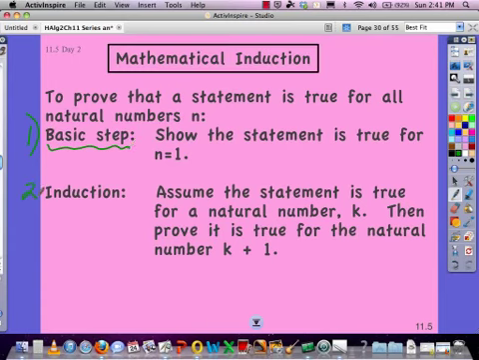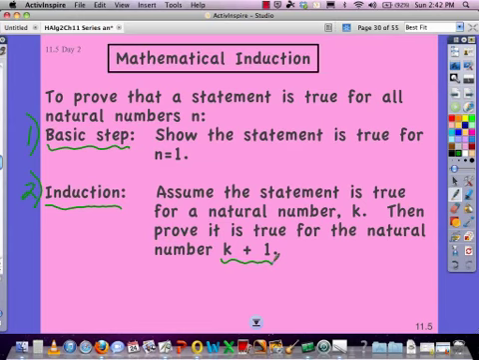Then the induction step, step 2, you have to assume the statement is true for a natural number k. Okay, so we do that. We basically put a substitution step in and show that. And we don't know what k is. K could be the first 5 natural numbers. K could be the first 1,000 natural numbers. Then you have to prove that it's true for the natural number k plus 1, which is the immediate next value. So if you assume that it's true for the first k, then it's your job to prove that it's true for the k plus 1 term.